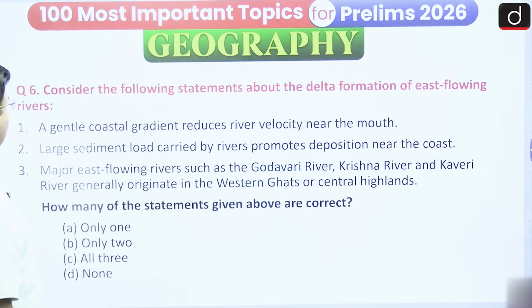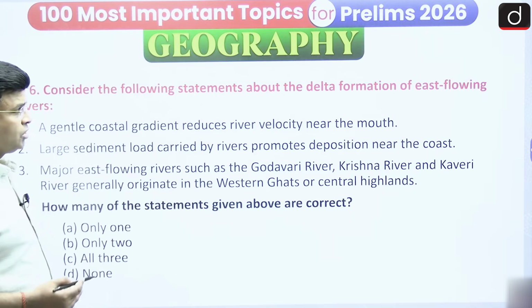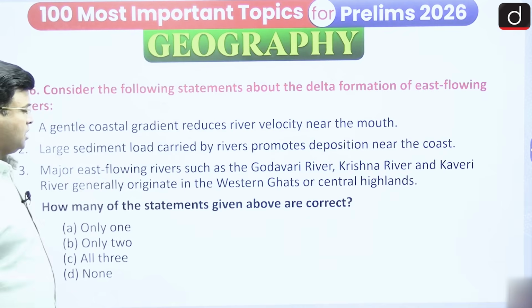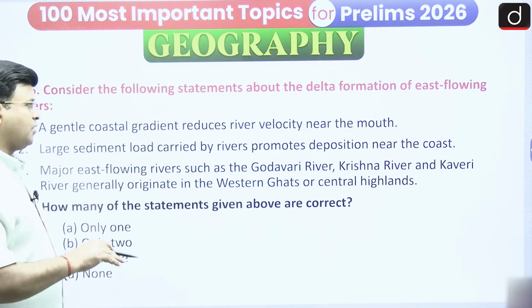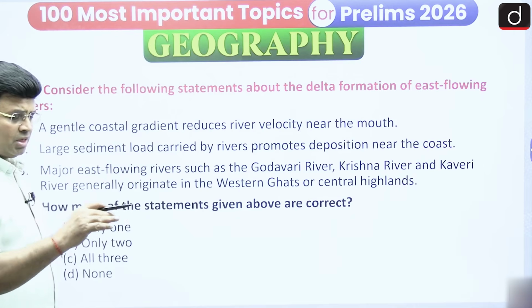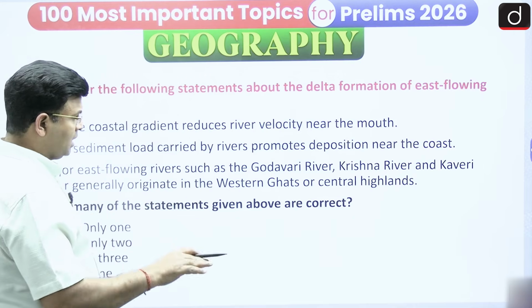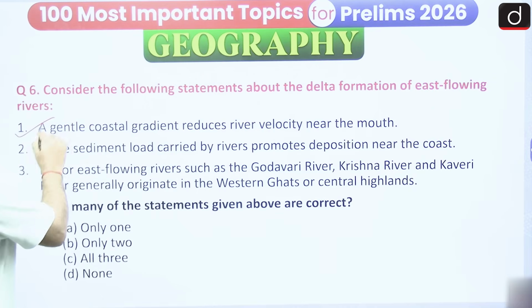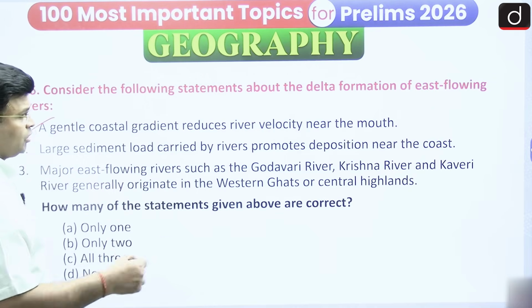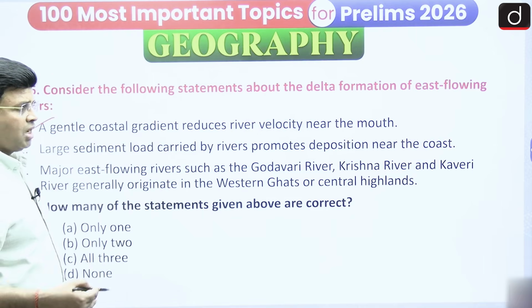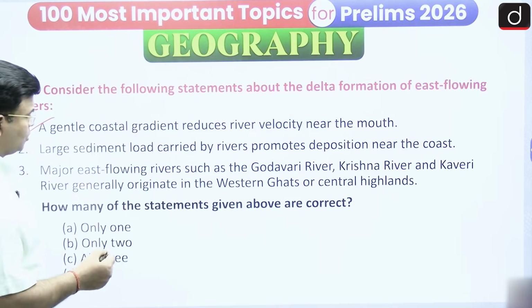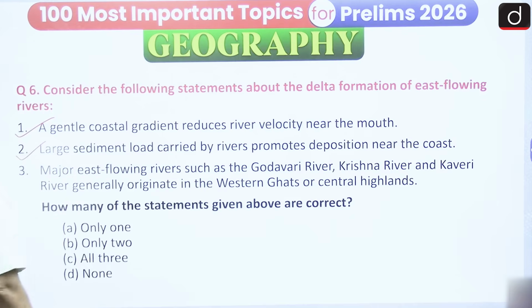After that we have to see: consider the following statements about delta formation of east flowing rivers. A gentle coastal gradient reduces river velocity near the mouth. Yes, during the formation of a delta, the river speed should be less and the slope should be very gentle. So that's a correct statement for the east flowing rivers, which make deltas like Godavari, Krishna, Kaveri, Mahanadi, Sundarban Delta. And the large sediment load carried by rivers promotes deposition near the coast. Yes, these rivers are also carrying large amounts of sediments.